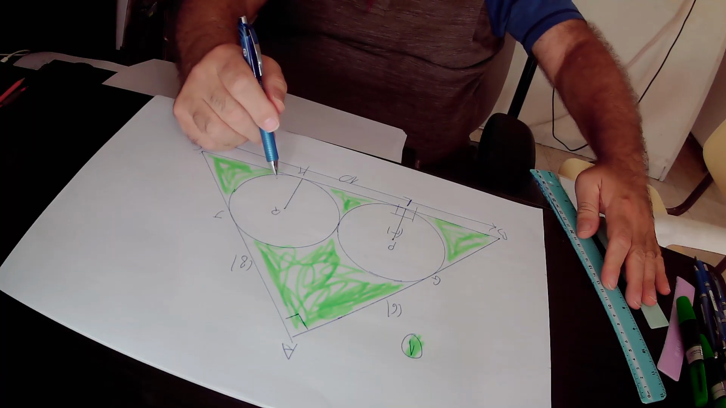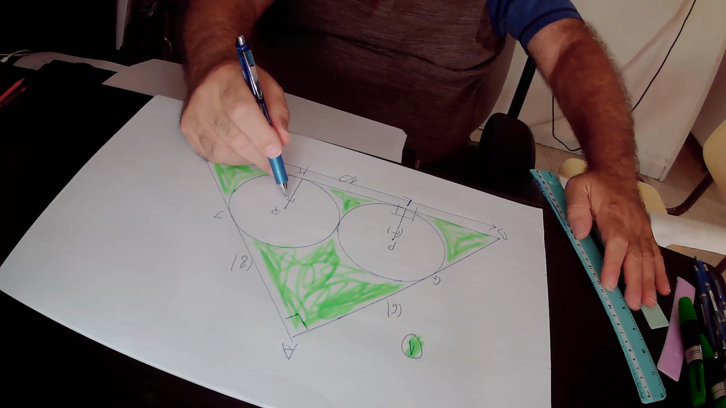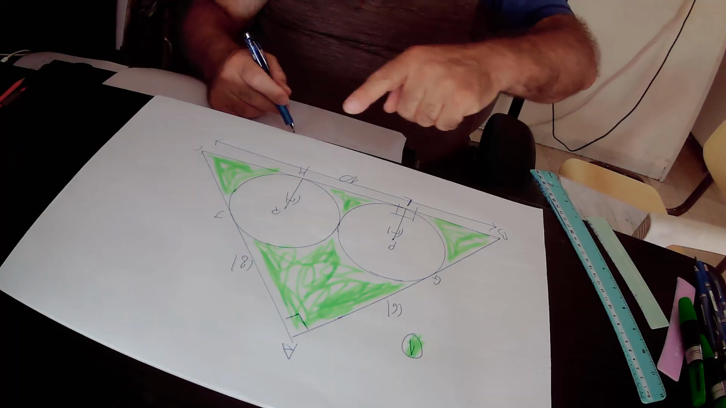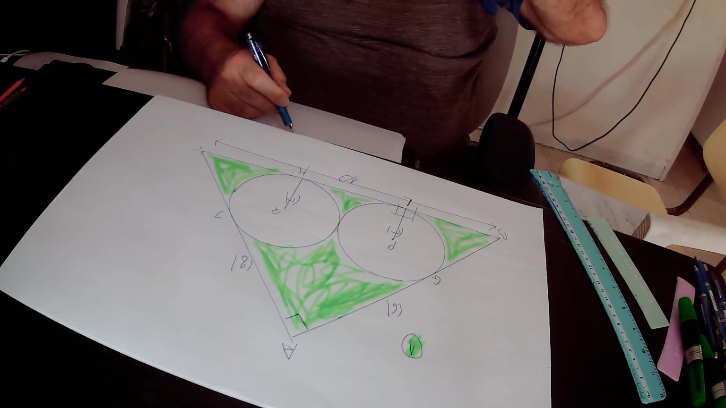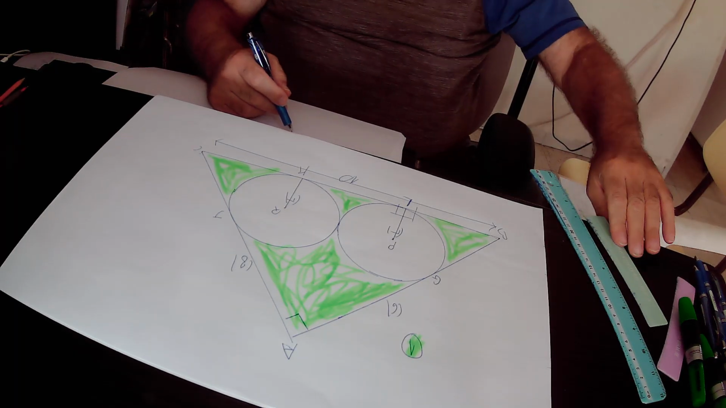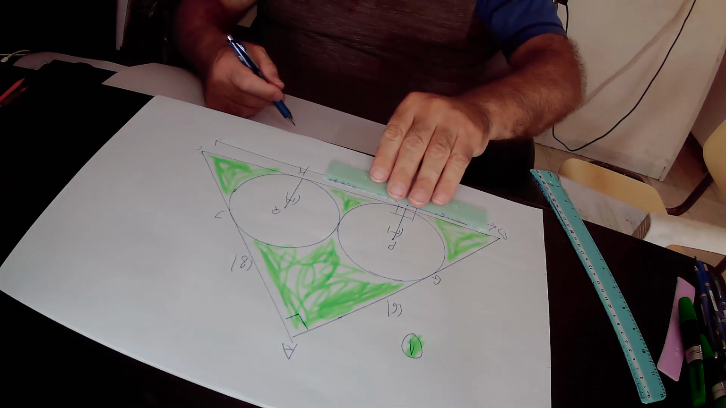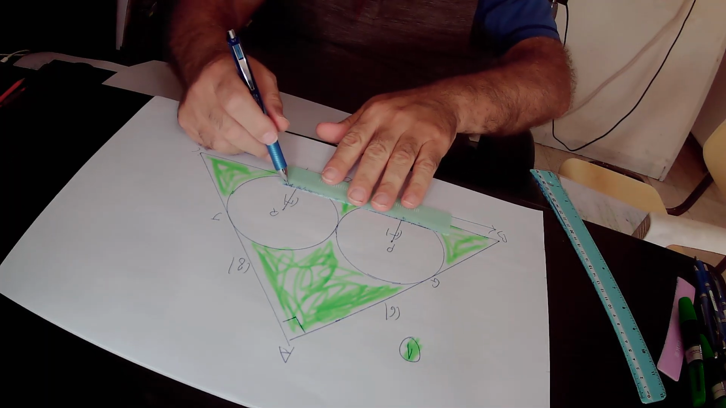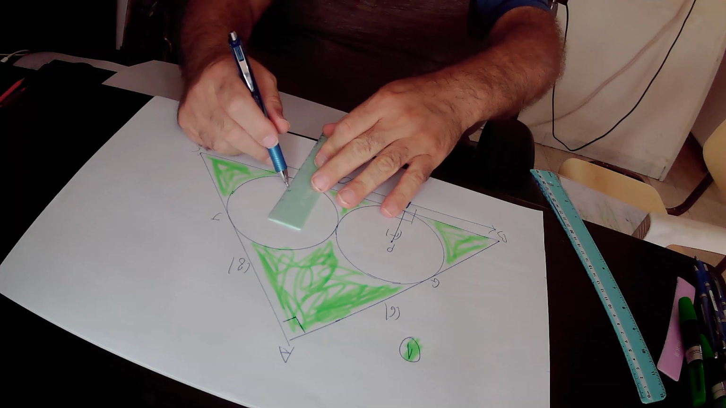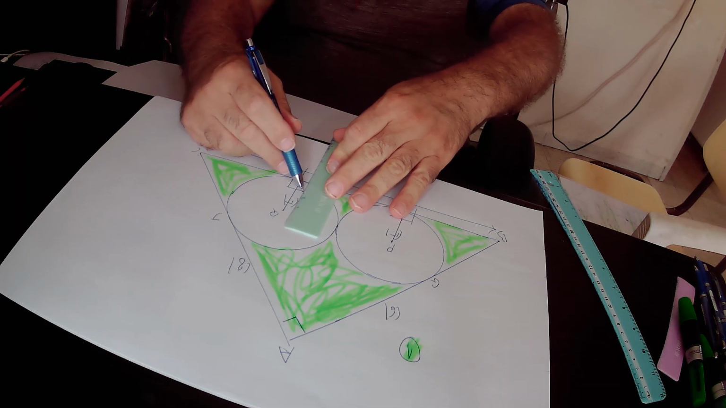QK is of course the radius of this circle, equal to R. Point K is the point of tangency of tangent BC with this circle, and therefore, according to rule 1, this angle equals 90 degrees. This angle also equals 90 degrees.